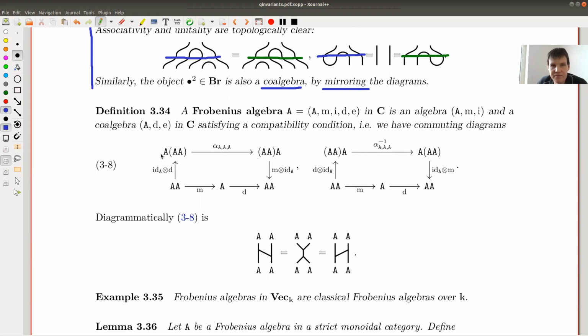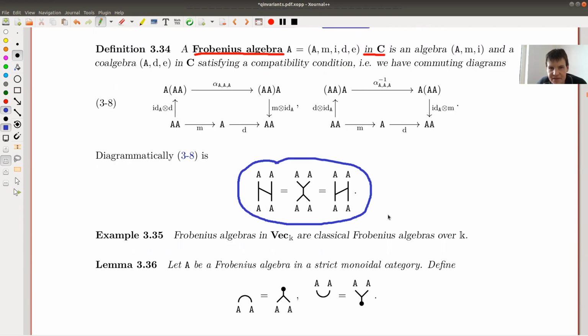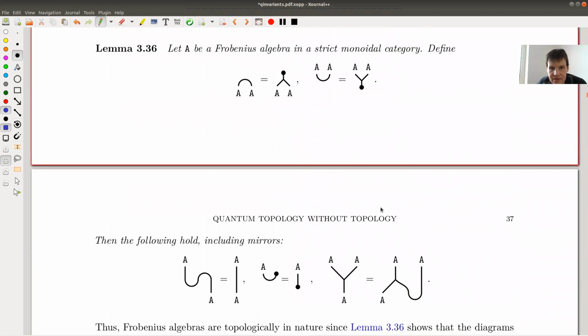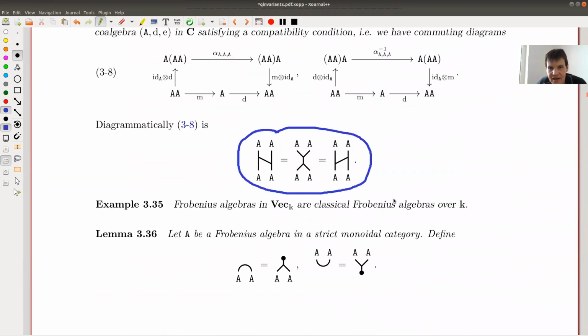And the Frobenius algebra is a really fun example. A Frobenius algebra in C is an algebra and a co-algebra. So I have diagrams of both directions such that this relation is satisfied. That's a funny relation. You will see it in action. So yeah, this is a funny relation. We will see it in action several times.